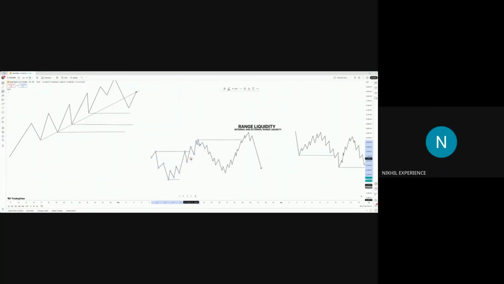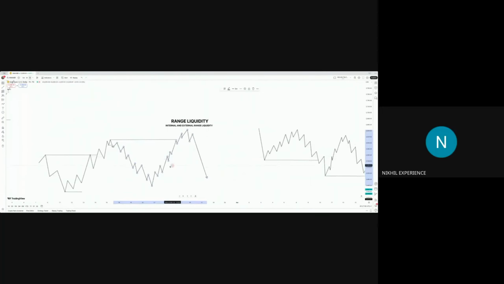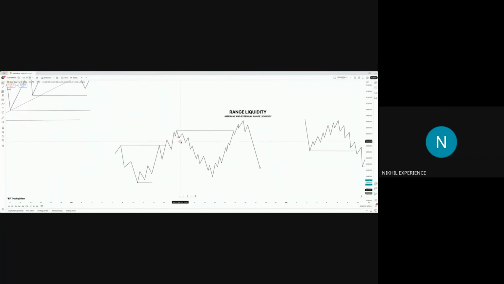And what will happen? Price is going to take this internal range liquidity first. They are all sell side liquidity. Price is going to take them all out first. And when price is pulling back to give us a higher low, what is it doing? It is taking out internal range liquidity. And when it has taken out internal range, it's now going to do a change of character and start going up.